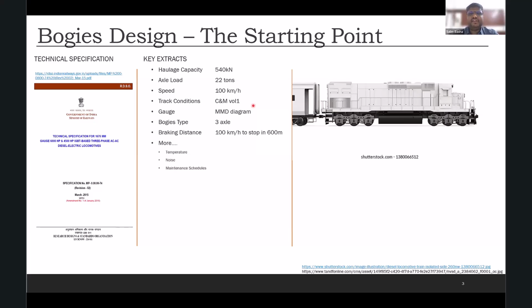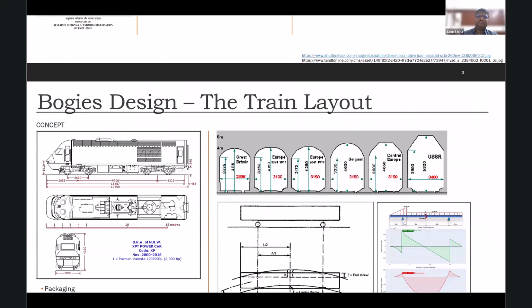So we need to ensure that the bogies that we make should be maintainable, or it should not need frequent intervention or frequent maintenance. Those are the key things that will get defined. So this is the starting point of a bogie design, which clearly defines what is needed out of a bogie.